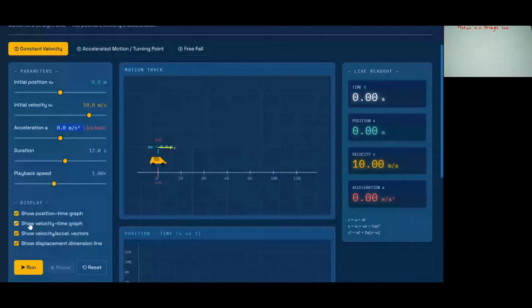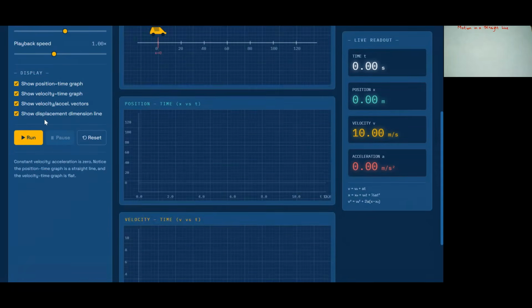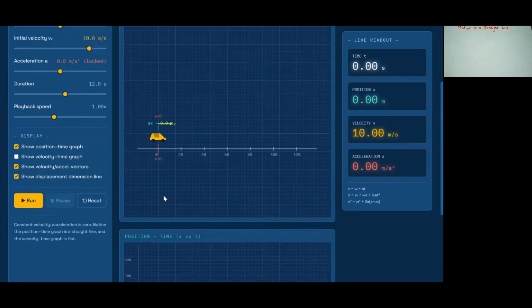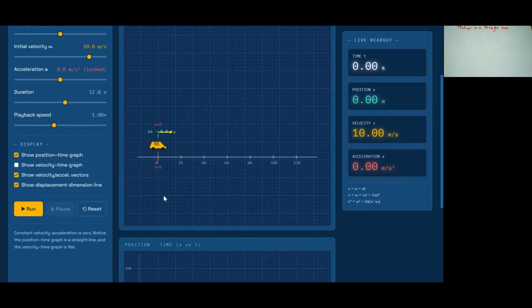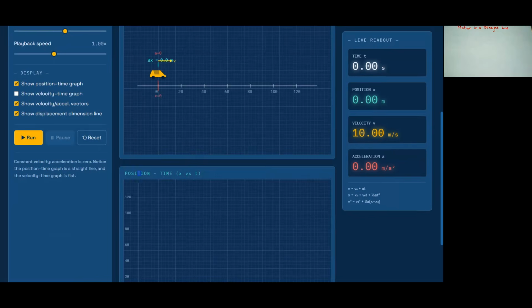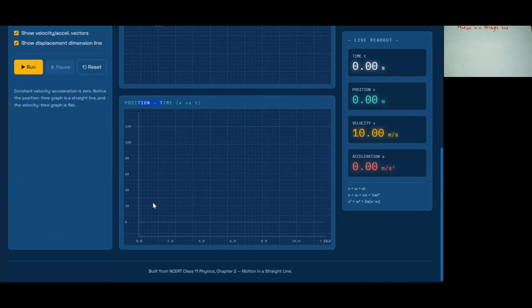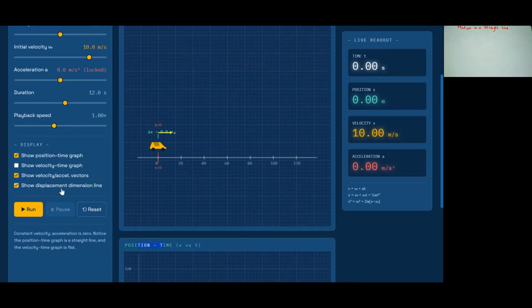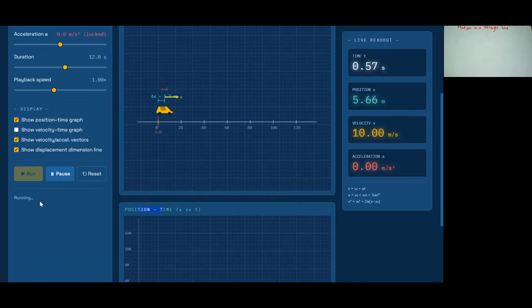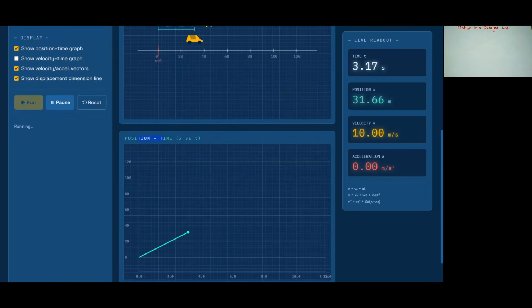So for the first run, I am hiding the velocity-time graph. So only the position-time graph is visible. Clear? The position-time graph is visible. So you focus only on position first. Now click run.